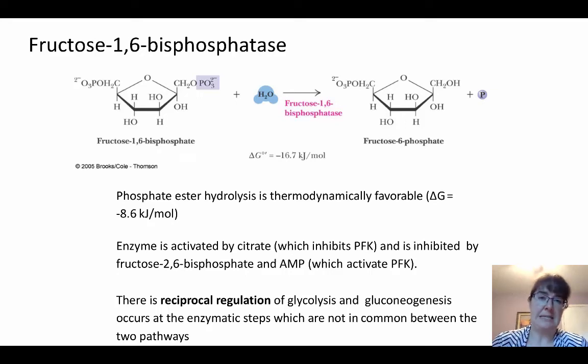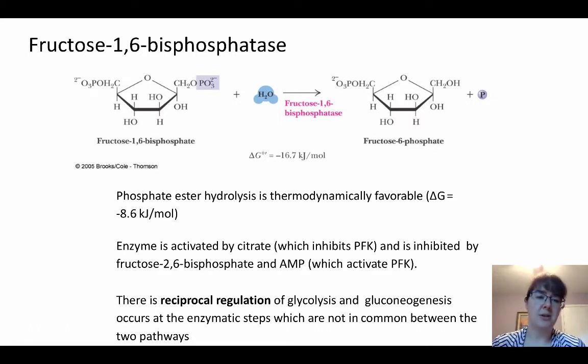Moving on to the next enzyme that's different in gluconeogenesis. So this is not the next step, but this is the next one that is different between gluconeogenesis and glycolysis. This is fructose 1,6-bisphosphatase. This is the enzyme that replaces phosphofructokinase. As you'll remember, phosphofructokinase had a lot of regulation involved in it, and so does fructose 1,6-bisphosphatase.